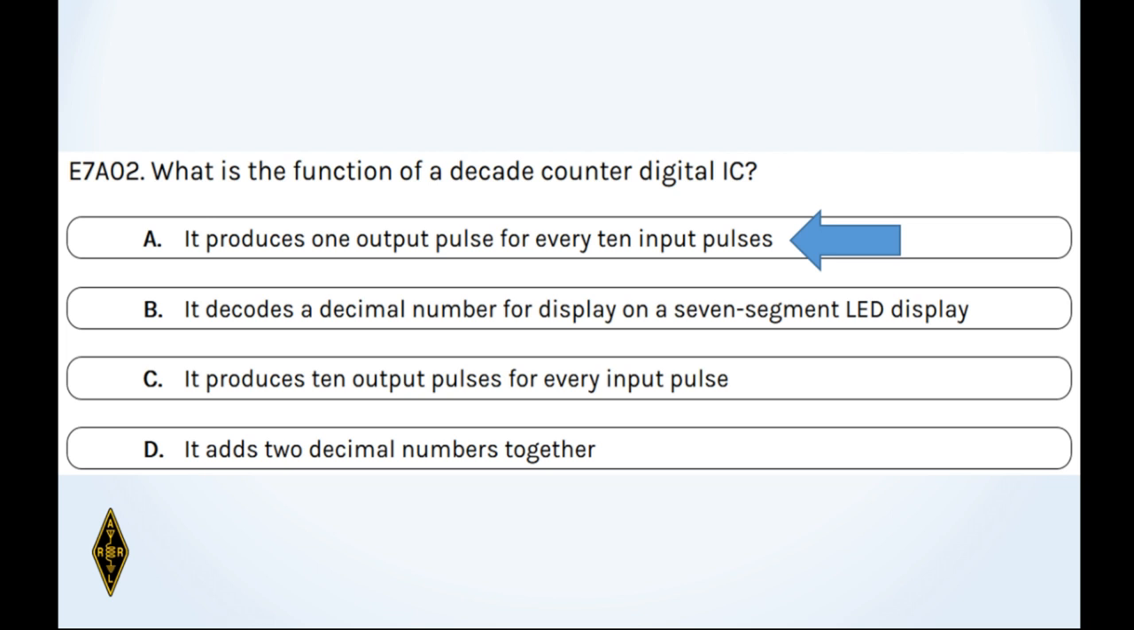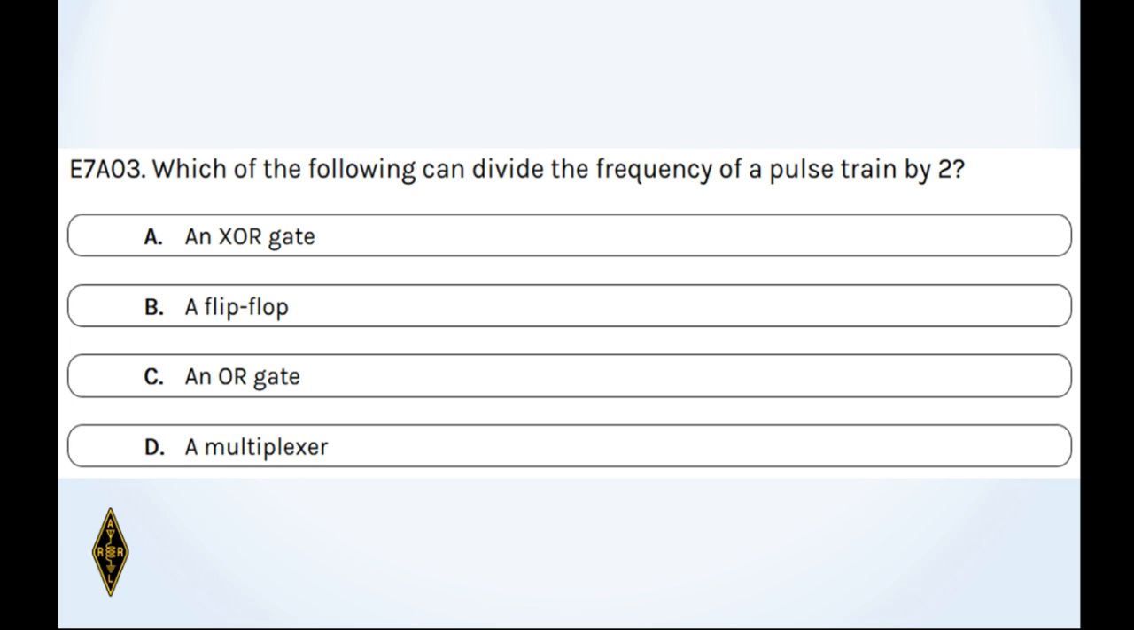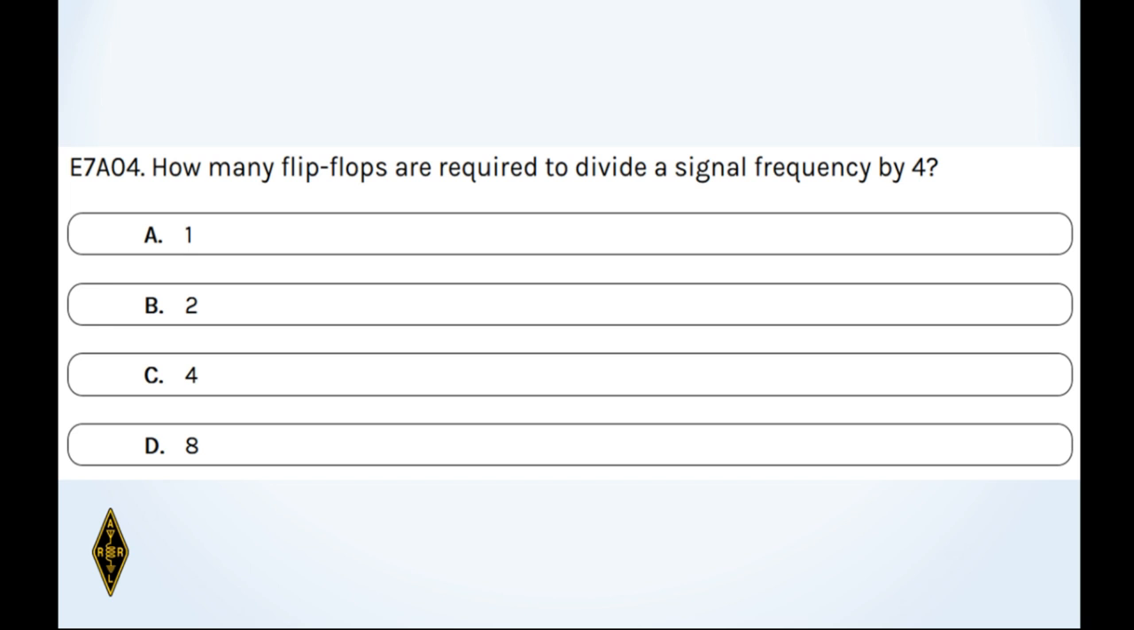So which of the following can divide the frequency of a pulse train by 2? Specifically a JK flip-flop with a clock input. And how many flip-flops are required to divide a signal by 4? One JK flip-flop will divide by 2, so another one will divide by 4, so you need 2 of those.